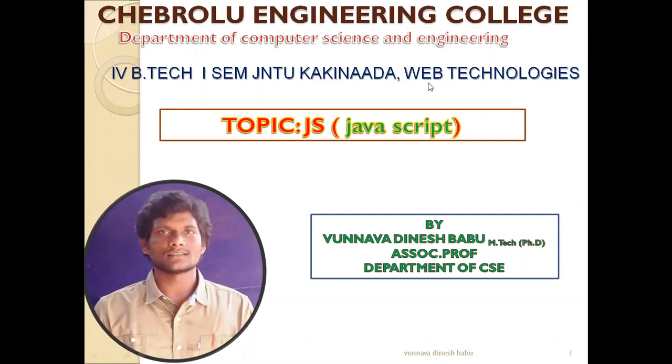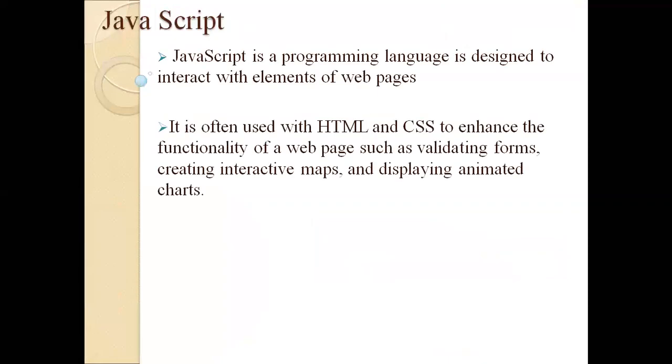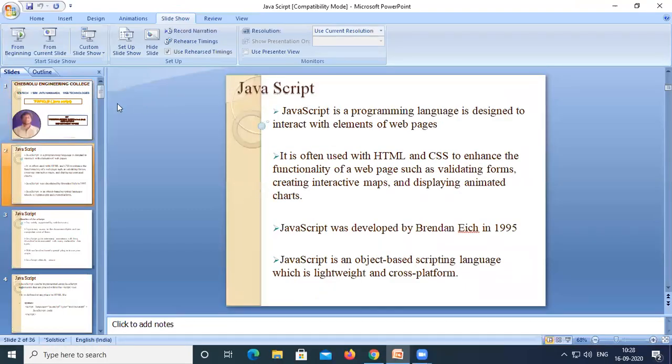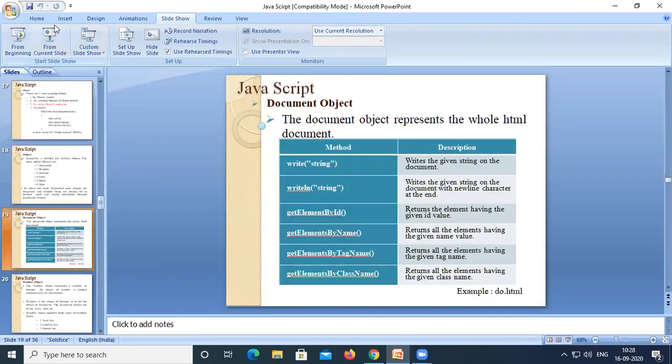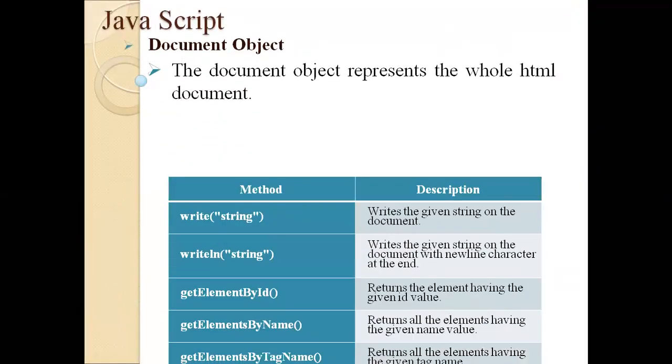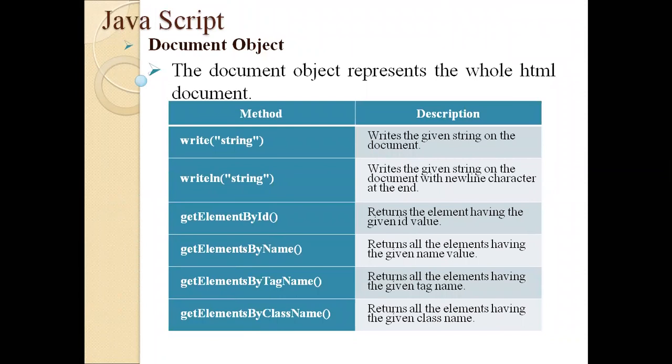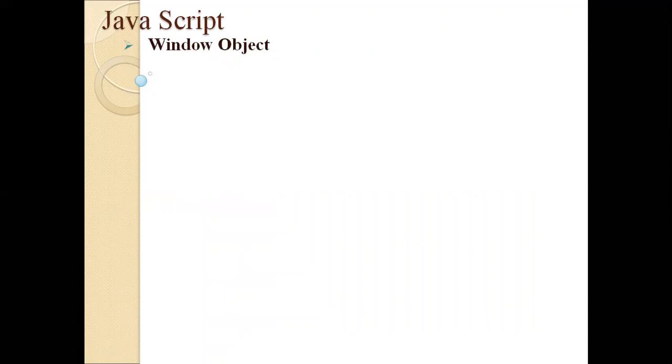Now in today's session, we are going to see the topic of the window object, right? So let us move to the slide of the window object. This is the slide where we ended in the previous session. This document object can be used along with write or writeln, getElementById, getElementsByName, getElementsByTagName, and getElementsByClassName, right? So in today's session, we are going to see the window object.